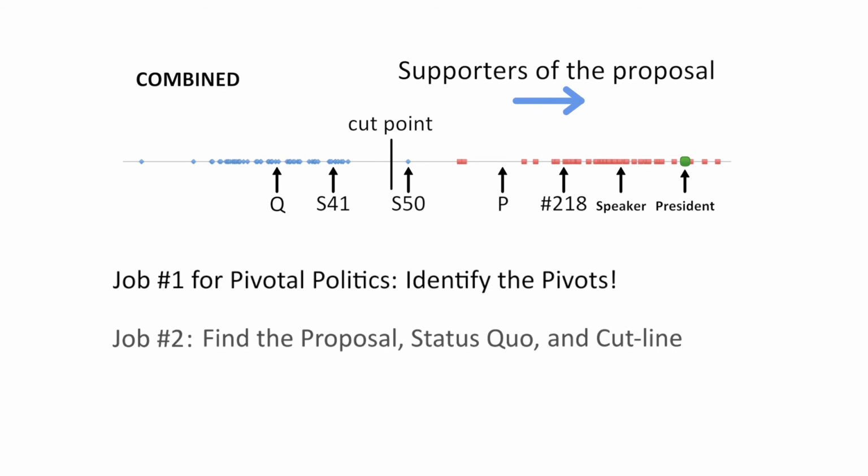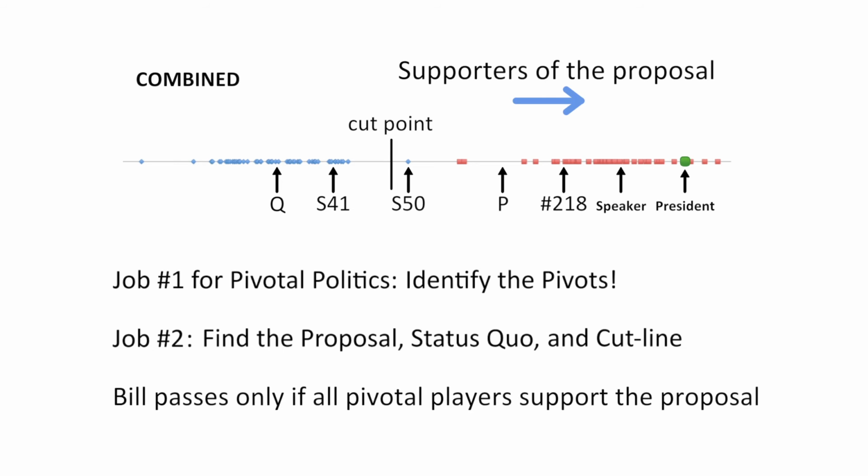Then you figure out where the policy and status quo points are. If all of the dots are on the P side of that line, then the bill will pass. But if any are on the Q side, it's almost certainly going to fail.